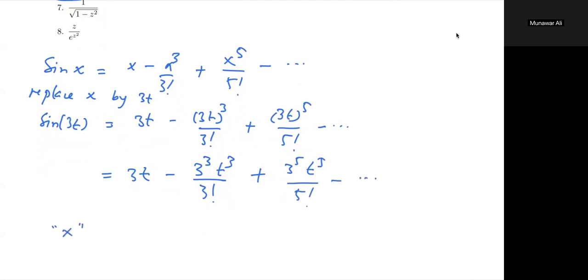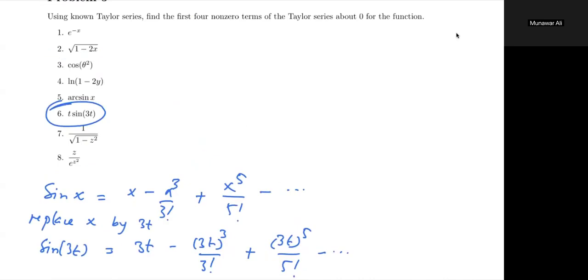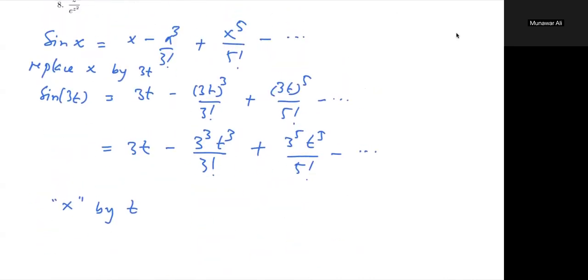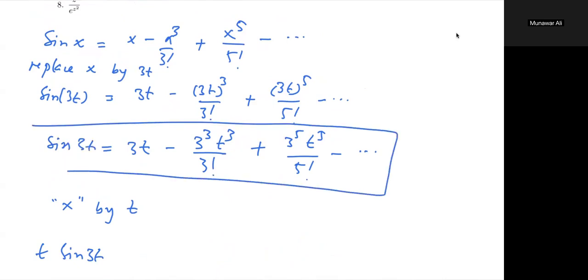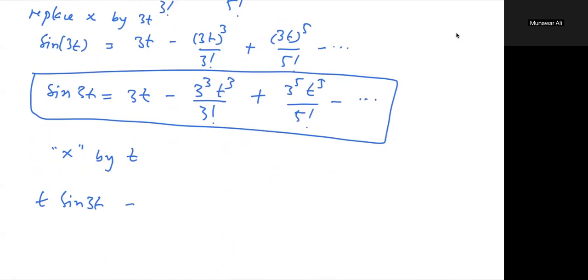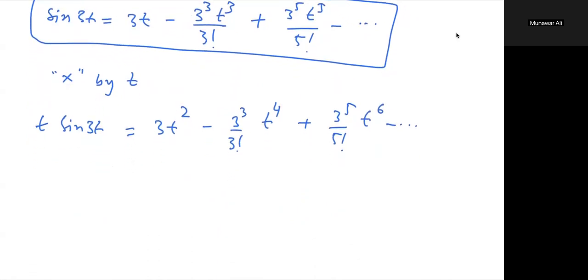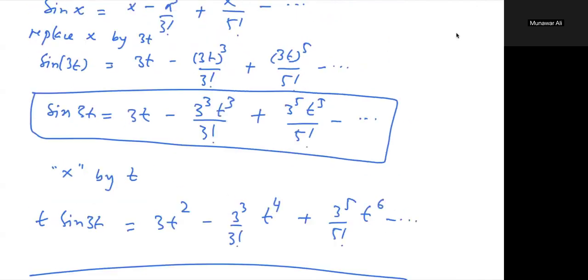Now you simply multiply by t to find the series that you're looking for. So if you multiply t on both sides of this equation, like sine 3t, the first term would be 3t squared minus 3 cubed divided by 3 factorial t to the 4 plus 3 to the 5 over 5 factorial t to the 6, and so on. Because if you multiply, you're going to add the exponent. So yeah, this is the series. That's it. You can see it's a very simple problem.